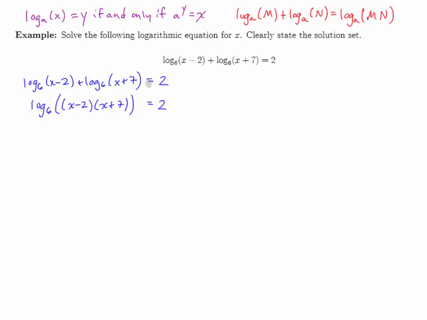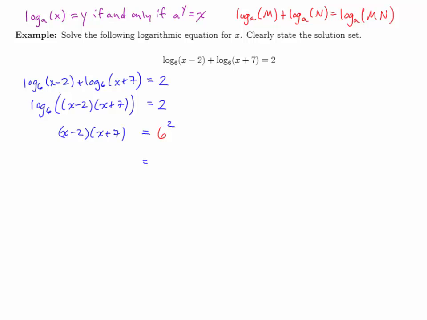Okay, so at this point, we can see that this product inside here will need to be expanded. We could do that first, or we could convert this right into exponential form. So I'll convert it to exponential, and then I'll expand everything out. So what we'll see then is that this x minus 2 times x plus 7 is going to equal base 6, but now raised to the second power. Okay, and so from here, this equation is just quadratic. So now we no longer have a logarithmic equation. We've converted that to a quadratic one.